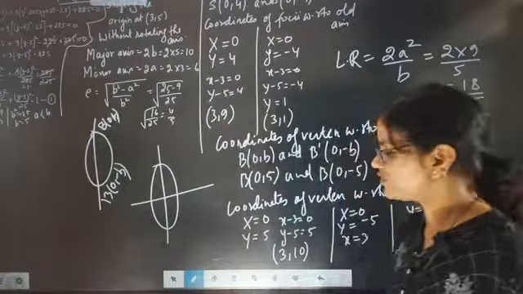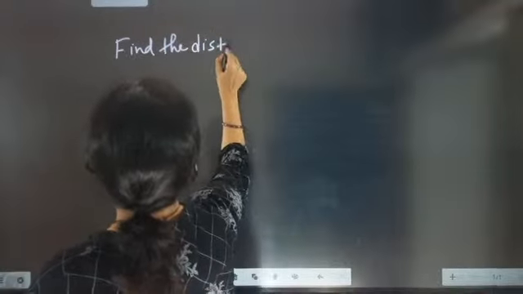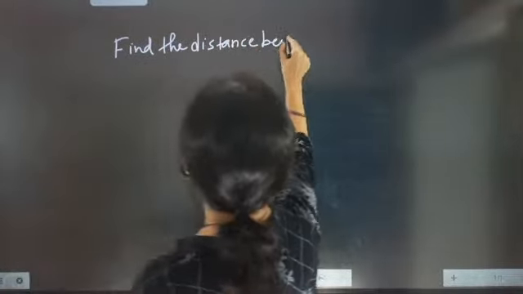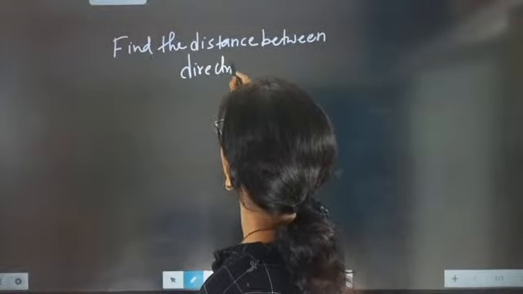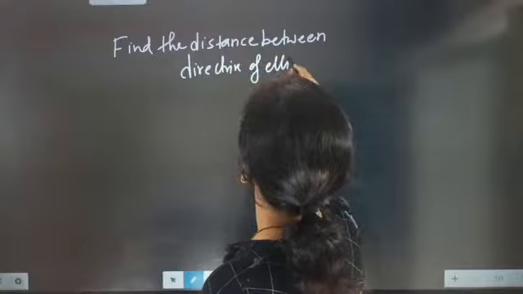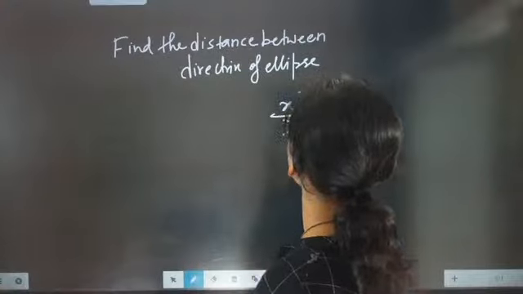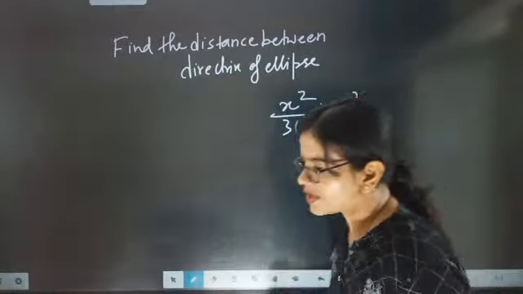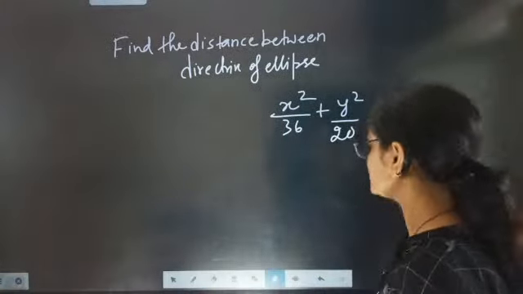Now last question for today. Let's do the last question for today. They are telling us to find the distance between the directrix of the ellipse. Equation given is x square by 36 plus y square by 20 equal to 1. Now this is a standard equation of ellipse.